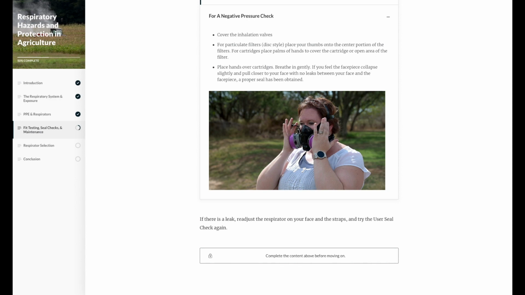If you feel the face piece collapse slightly and pull closer to your face with no leaks between your face and the face piece, a proper seal has been obtained. If there is a leak, readjust the respirator on your face and the straps and try the user seal check again.